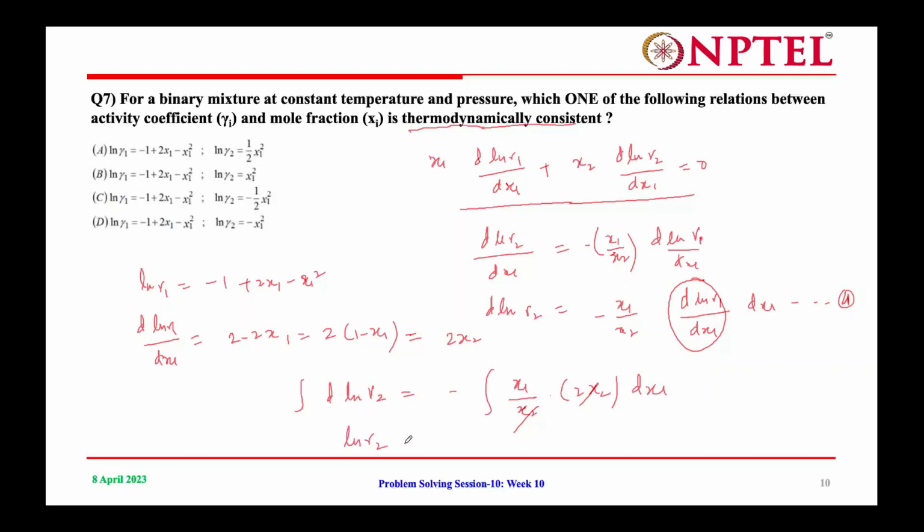Ln gamma 2 equal to minus twice x1 square by 2, so it cancels. So ln gamma 2 is equal to minus x1 square. So option D is the right one. Have all of you got it clear?